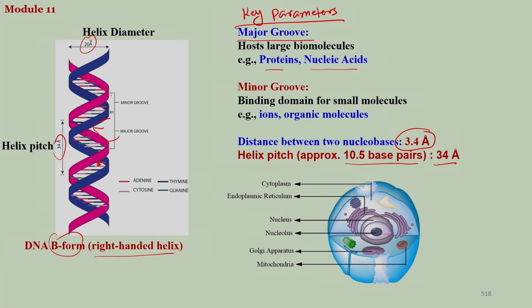It also has a minor groove with a small cavity here, and being small, it only allows binding with very small molecules like ions, drugs, and other small organic molecules. So, these are the key features, or the key parameters, of the double helix. This is where a DNA stays inside the chromosome that we have talked about, inside the nucleus.